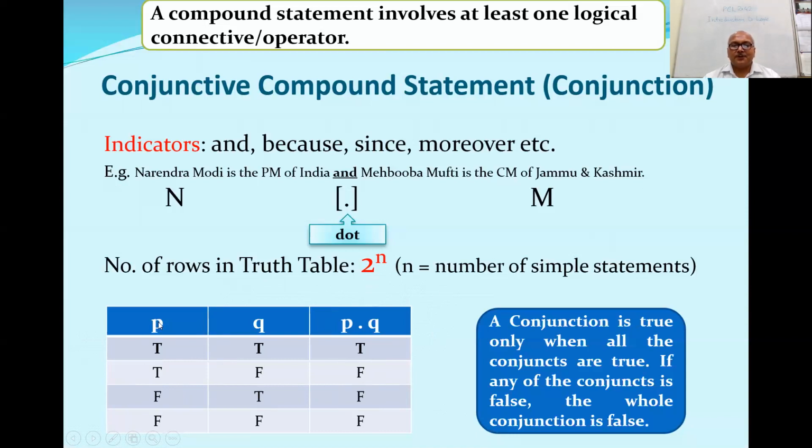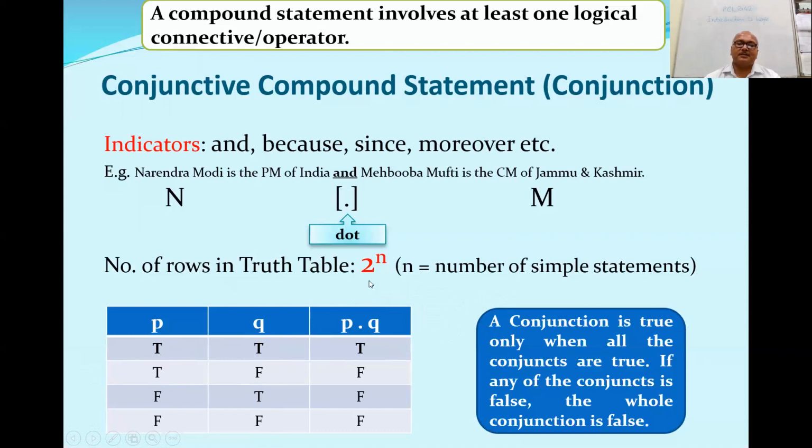So below P, first we write 2 T's and then 2 F's. And then half of it: 4 by 2 equals 2, so we have written 2T and then 2F. And this 2 is further divided by 2, so we have got 1. So below Q, we are going to write 1T, 1F, 1T, 1F.